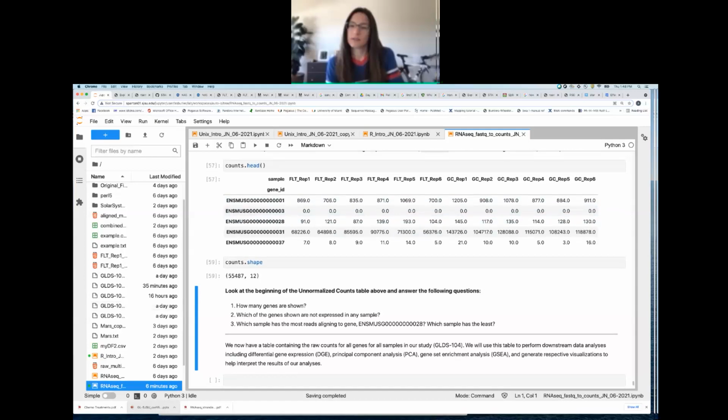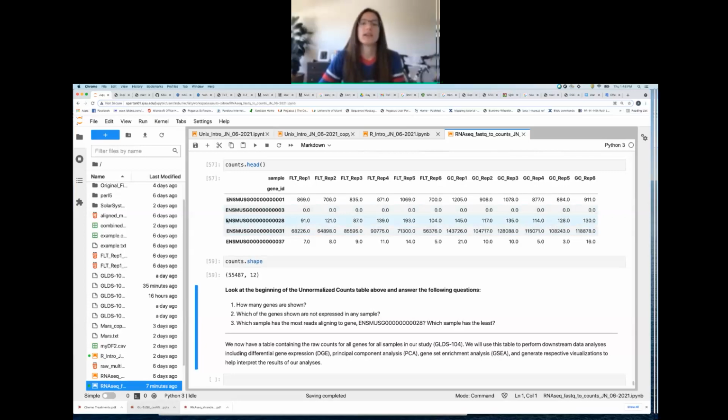And then this last question I have here is, which sample has the most reads aligning to the gene ending in 28, so aligning to this gene, and which sample has the least? Yeah, flight rep 5, Diksha, has the most. What about the least?